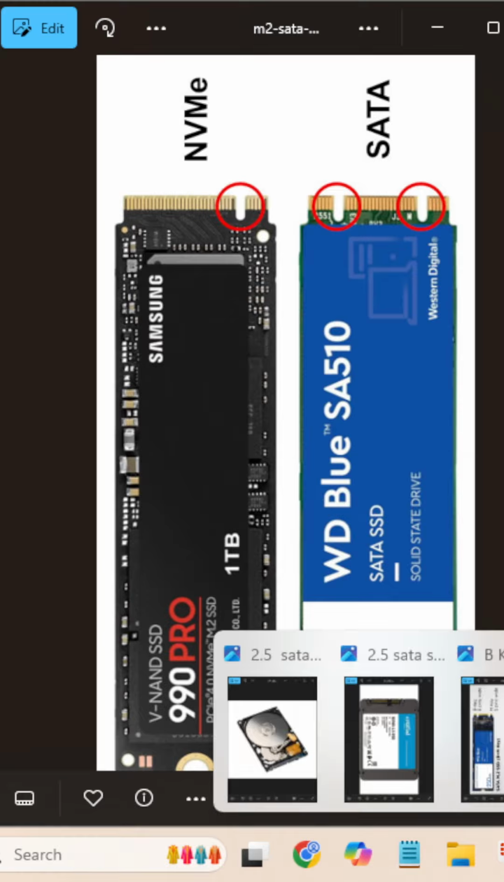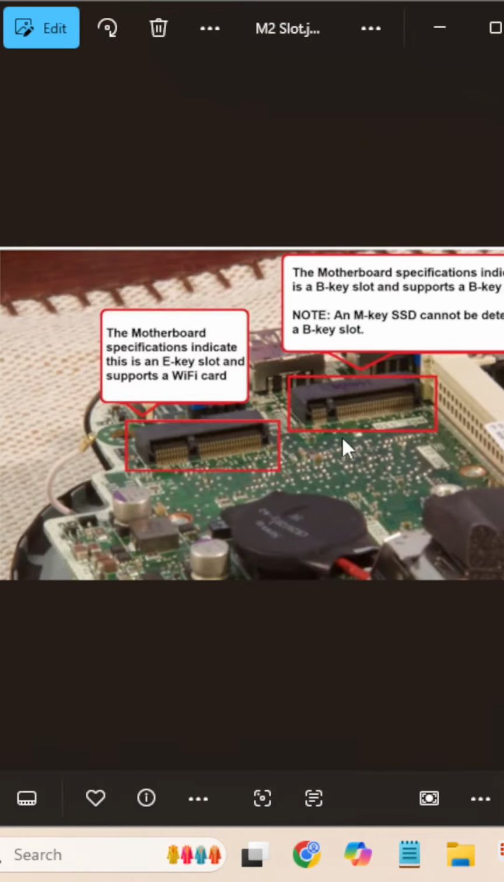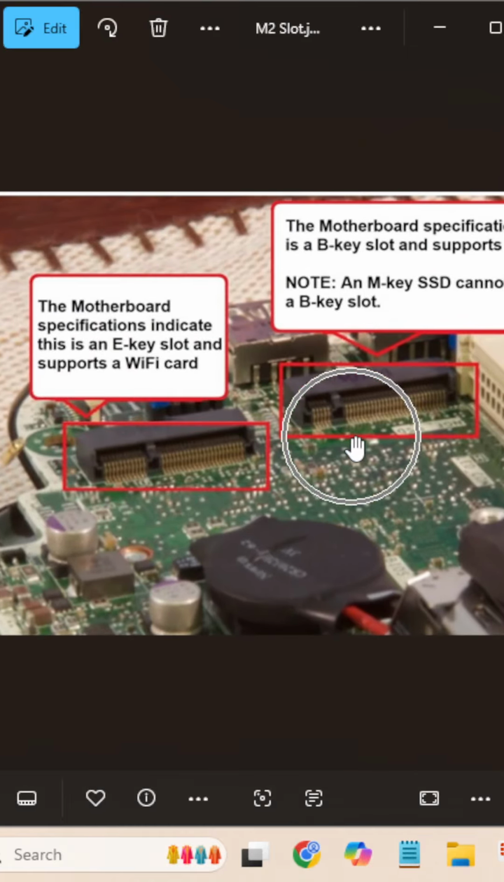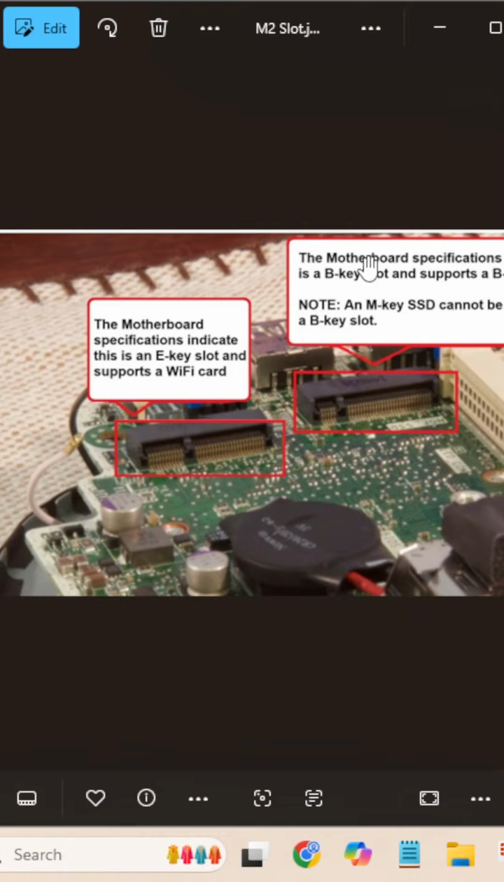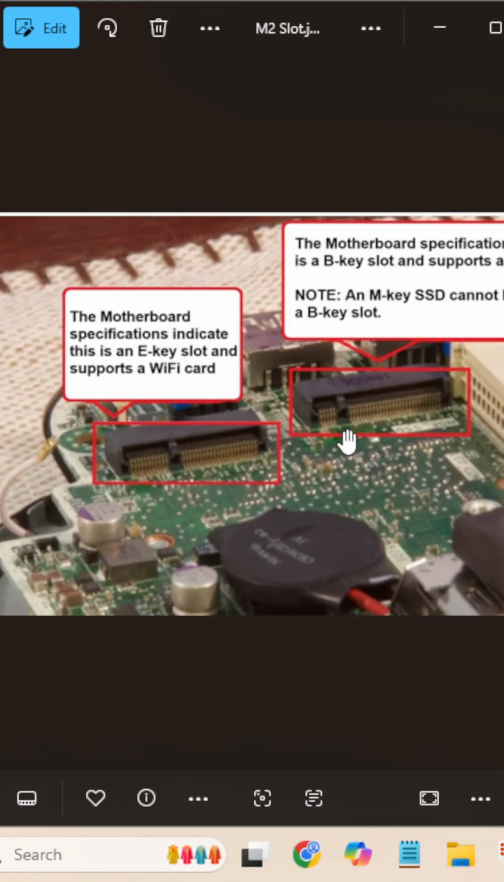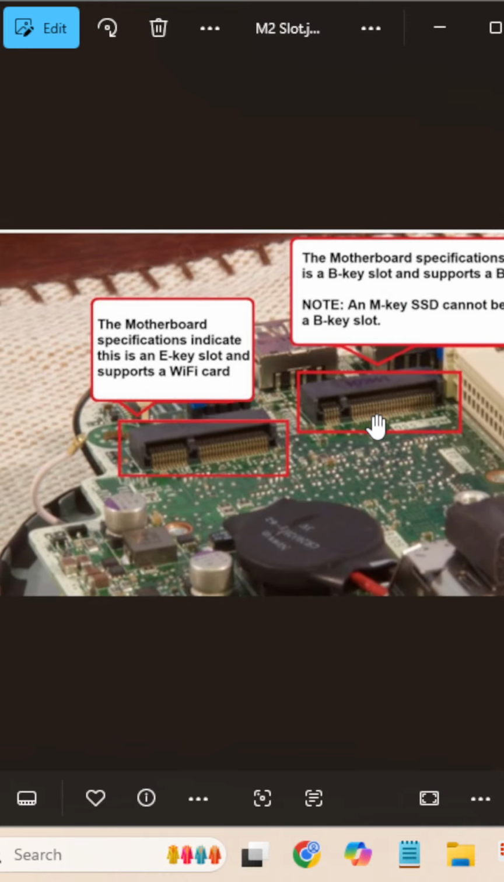And you need to consider one more point here. Before connecting to the board, you need to check the motherboard specification also. So you can see here, it is a B key slot. If you try to connect to an M key slot here, it won't fit. It will damage. So you need to check that also.